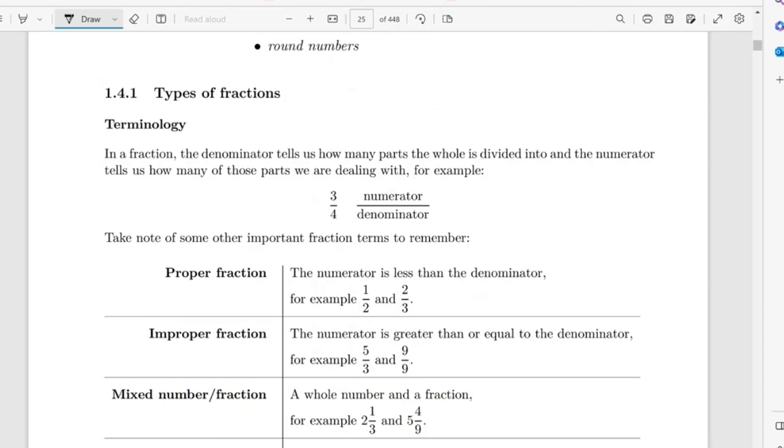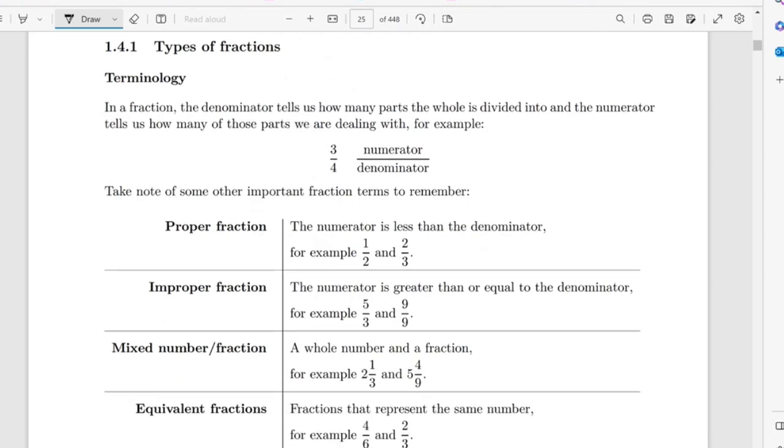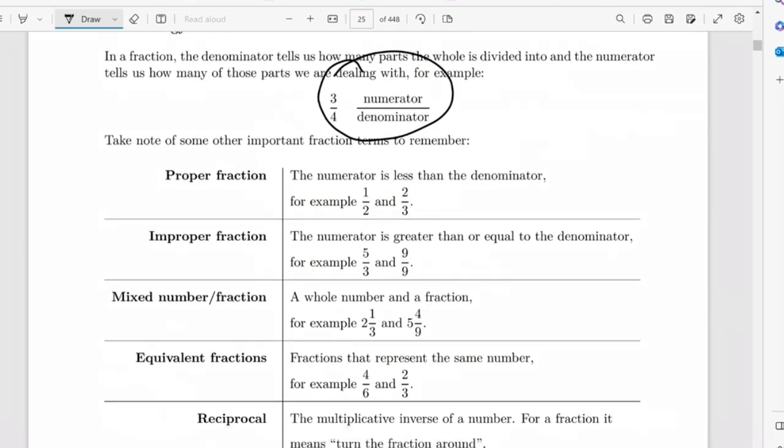You've got different families of fractions. Fractions, we always see them like this: you've got a denominator and the numerator. A proper fraction is one where your numerator is smaller than your denominator.